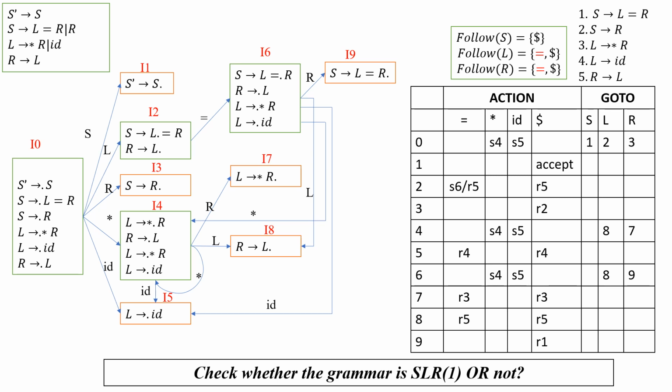Suppose in the table you get reduce moves where the same entry contains two productions, two reduce entries. This is also possible. So if a table entry contains two pieces of information, then it is not SLR1. Hope you understood.